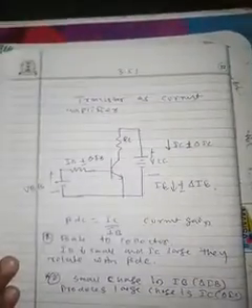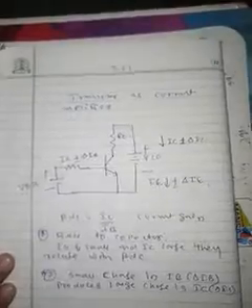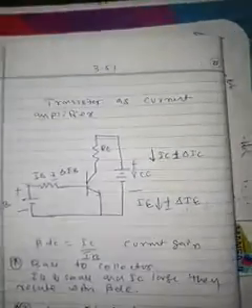Is it clear? So these are some of the points to remember for the common emitter configuration, which is widely used. So after discussing the parameters and the different configurations such as common emitter, common base and common collector, and their input output characteristics, now let us see how the transistor can be used as a current amplifier.